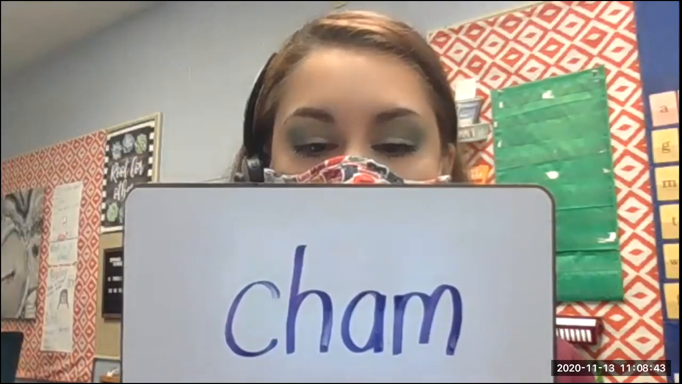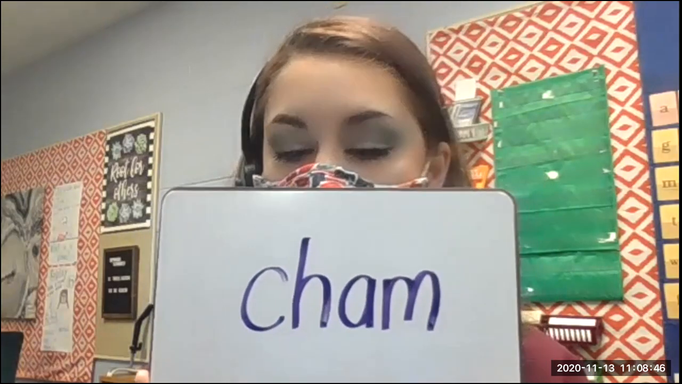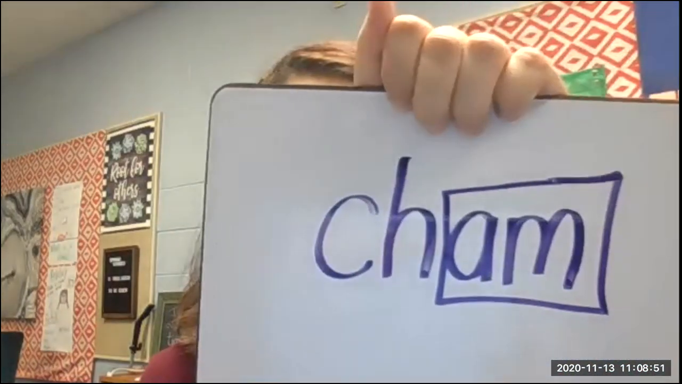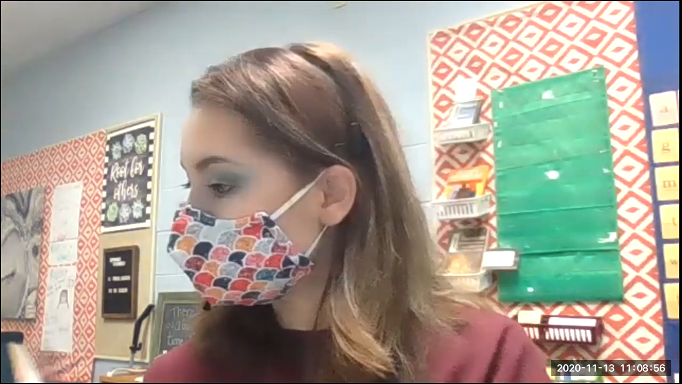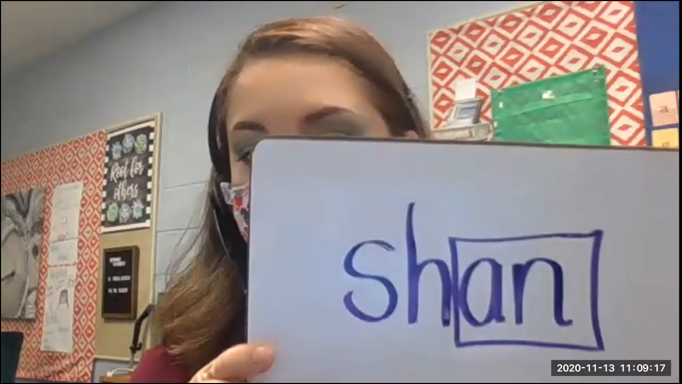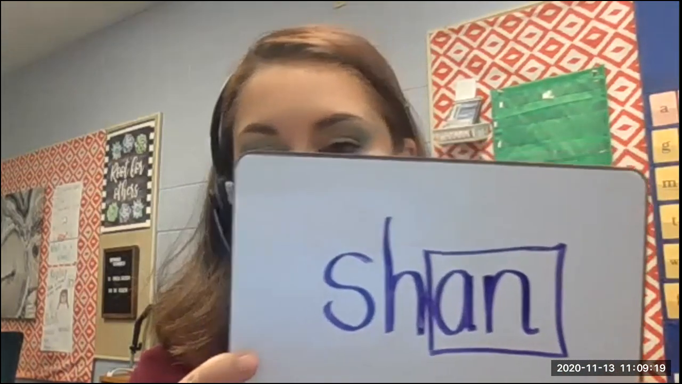Check it. Does yours look like mine? If not, erase and fix. Am, and box in your welded sound. Cam. Number 2. Fan, fan, fan. Check it. Does yours look like mine? If not, erase and fix. And draw a box around your welded sound, and it looks like this. And fan.